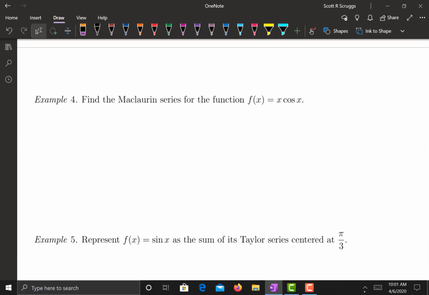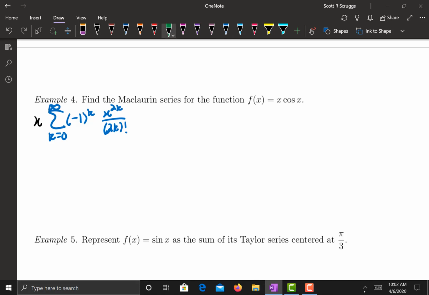Well, now let's use Taylor series with some other properties of power series that we dealt with before. And let's find the Maclaurin series for the function f of x equals x times cosine of x. Well, I know that the Maclaurin series for cosine from the previous example that we worked on is the sum k equals 0 to infinity of negative 1 to the kth power x to the 2k power over 2k factorial.